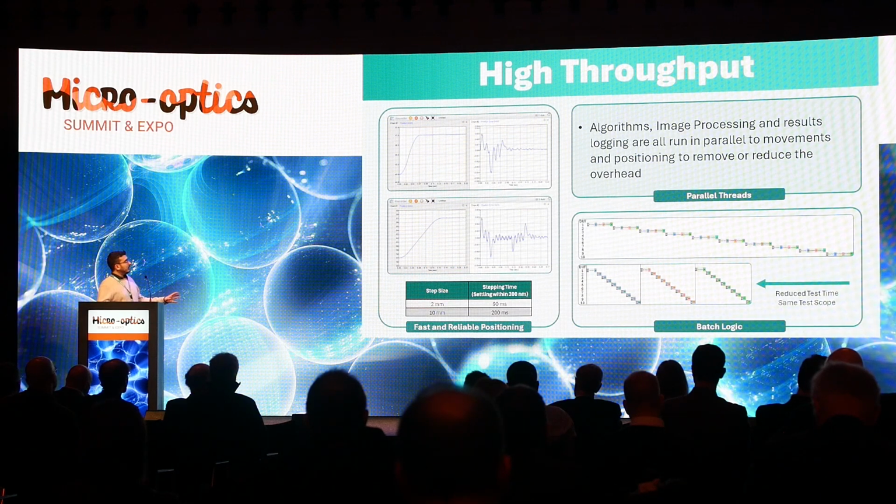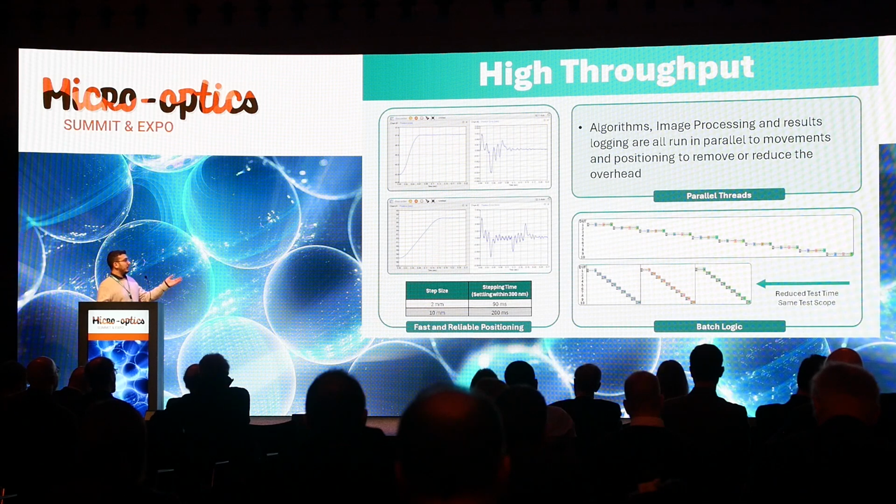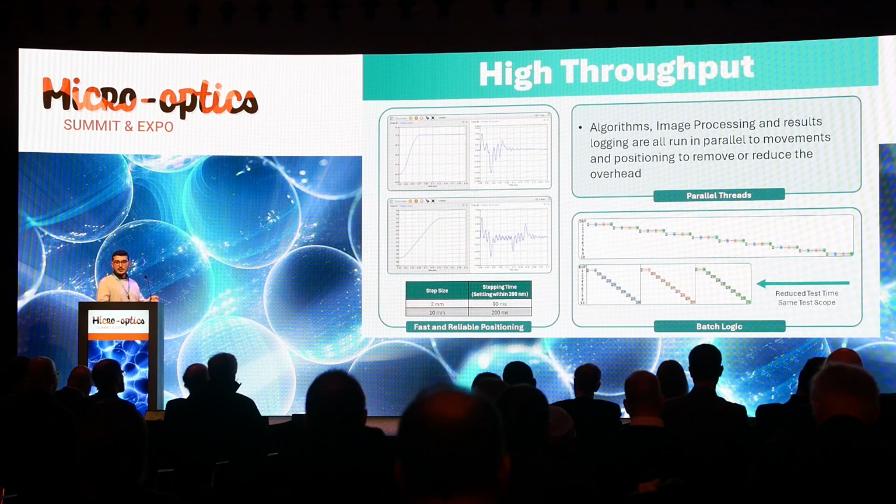But also the high throughput is achieved at software level by using strategies like parallel threads to reduce or remove overhead, even by algorithms, image processing or logging, but also with test strategies like batch logic, which allow you to avoid repeating the same time-consuming task at each lens, thus reducing the test time without reducing the test code.